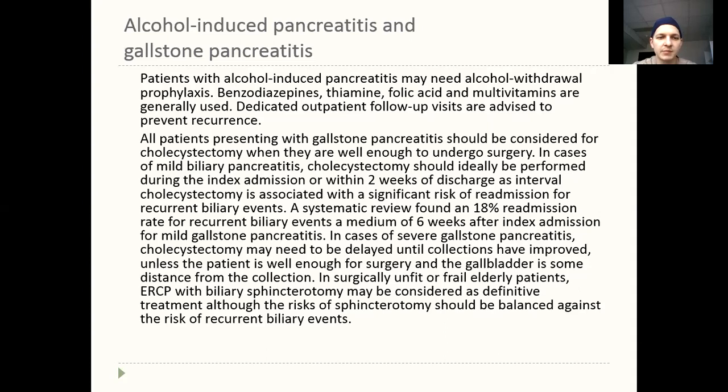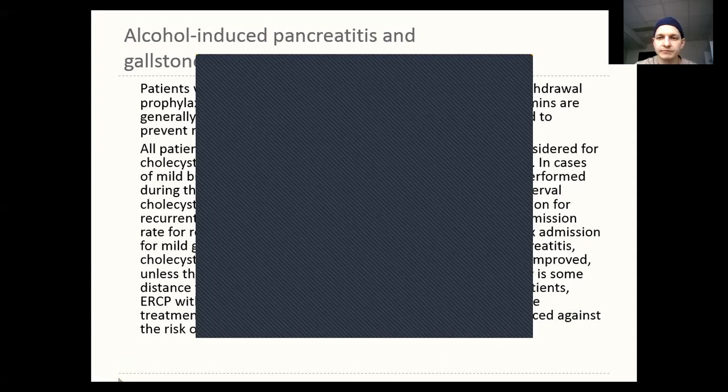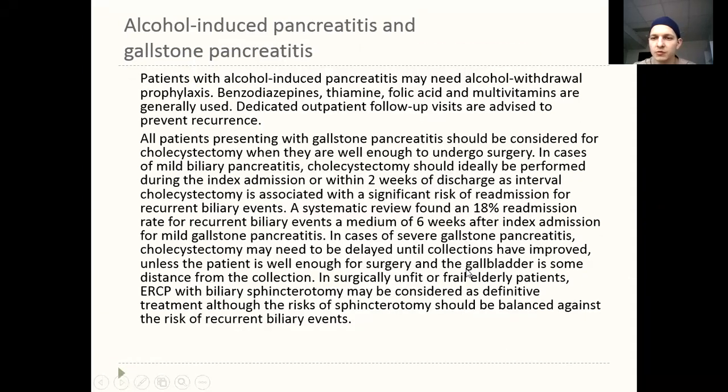All patients presenting with gallstone pancreatitis should be considered for cholecystectomy when they are well enough to undergo surgery. In cases of mild biliary pancreatitis, cholecystectomy should ideally be performed during the index admission or within 2 weeks of discharge, as interval cholecystectomy is associated with significant risk of readmission for recurrent biliary events.